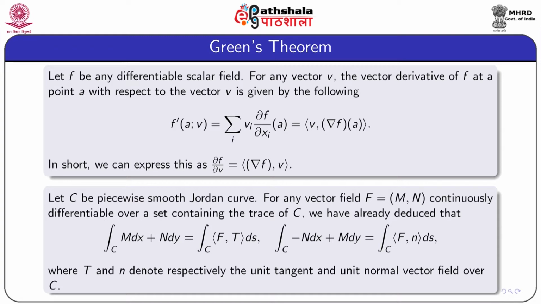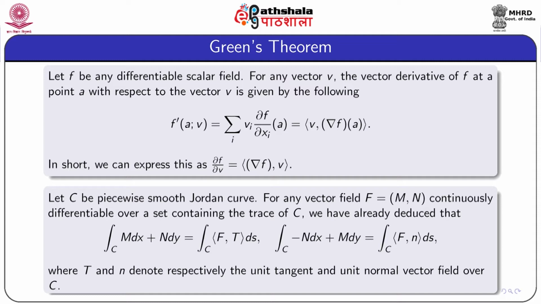Let f be a differentiable scalar field. For any vector v, the vector derivative of f at the point A with respect to a vector v is given by the following: f dash (A; v) equals the summation over i of v_i ∂f/∂x_i at the point A, that is, the inner product of the vectors v and grad f at the point A. In short, we express this as ∂f/∂v equal to the inner product of grad f and v.